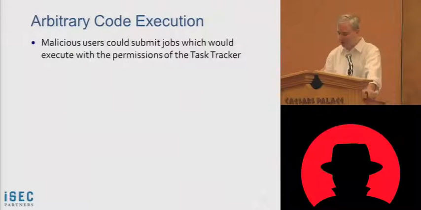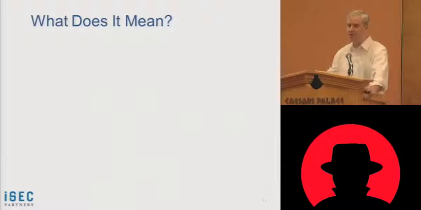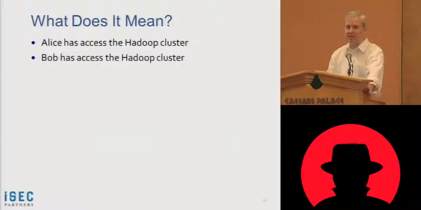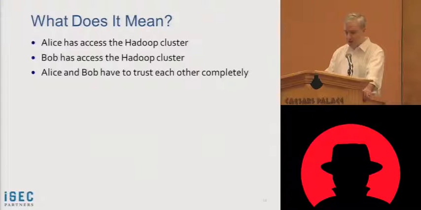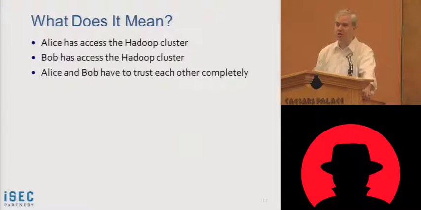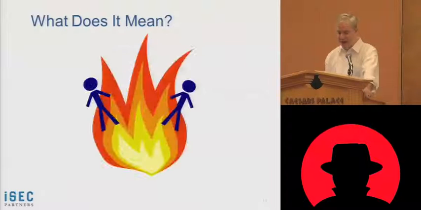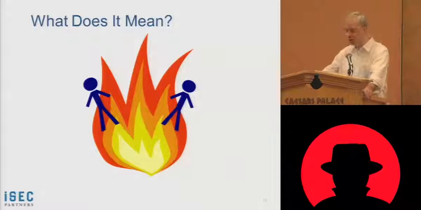So this is the legacy that Hadoop has. And so what does this mean? What are these particular threats, these particular risks, right? So let's say Alice has access to a Hadoop cluster and Bob has access to a Hadoop cluster. Alice and Bob have to trust each other completely because either one can impersonate the other. But if Mallory gets access to the cluster, Bob and Alice, they both die in a fire, right? It's that bad. There is no security in place.